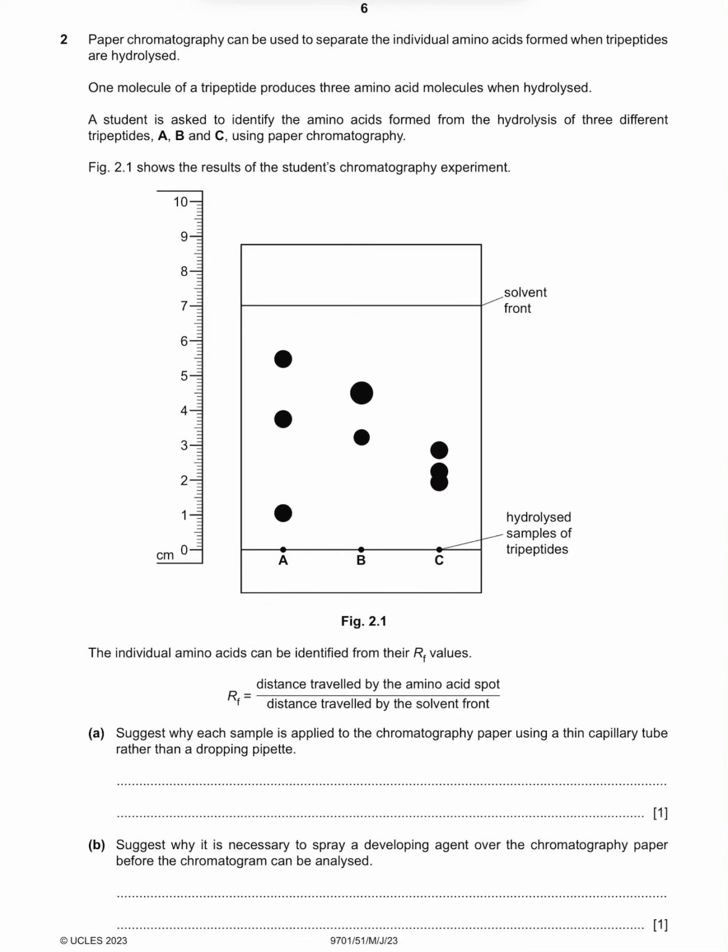Bismillahirrahmanirrahim. So this is a question which is related to paper chromatography and which came in May-June 2023, paper 51. The question says that paper chromatography can be used to separate the individual amino acids formed when tripeptides are hydrolyzed. So the very first important keyword is this tripeptide and its hydrolysis. And we are told that one molecule of tripeptide produces three amino acids when hydrolyzed. This means that it is very clear to us that if we have a tripeptide, upon hydrolysis, it is going to give us three amino acids.